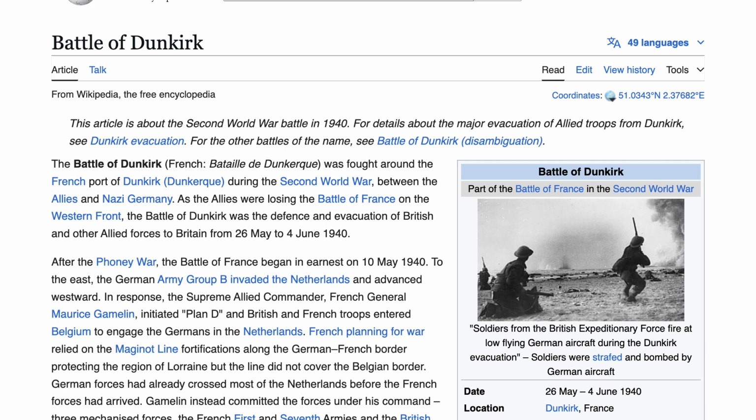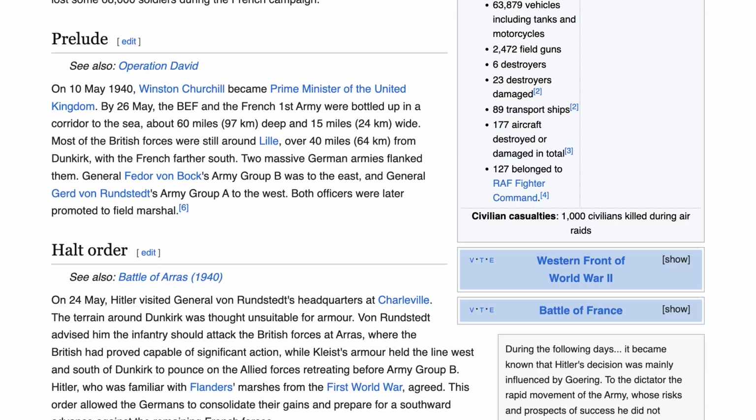The army was to halt for 3 days, which gave the Allies sufficient time to organize the Dunkirk evacuation and build a defensive line. While more than 330,000 Allied troops were rescued, the British and French sustained heavy casualties and were forced to abandon nearly all their equipment. Around 16,000 French and 1,000 British soldiers died during the evacuation. The British Expeditionary Force alone lost some 68,000 soldiers during the French campaign.